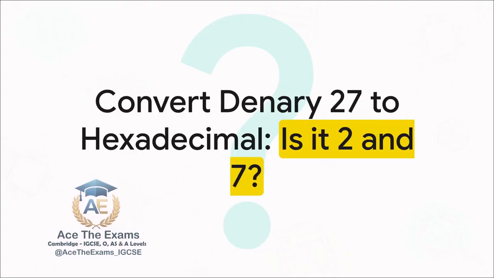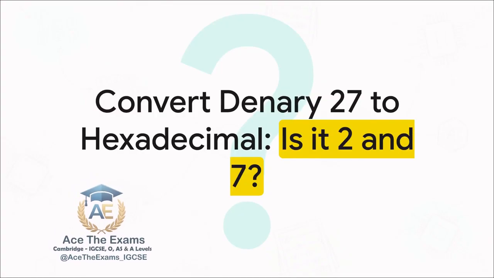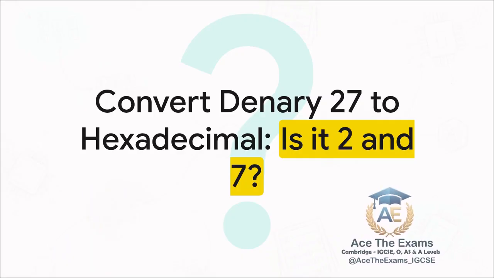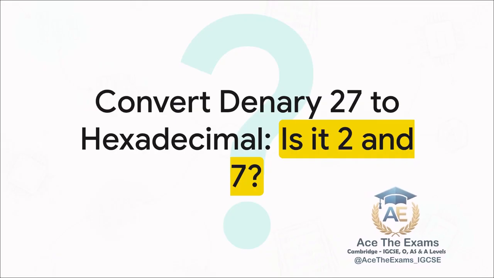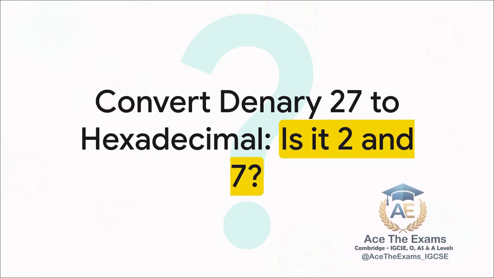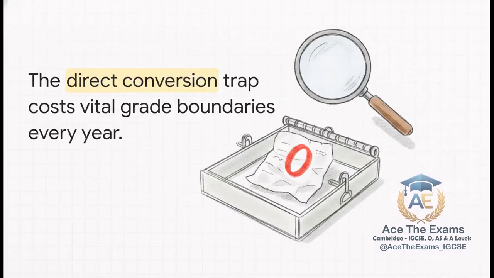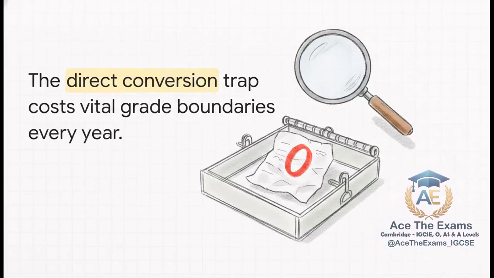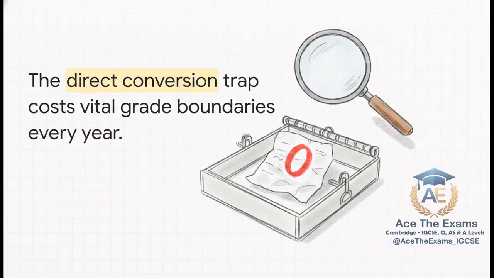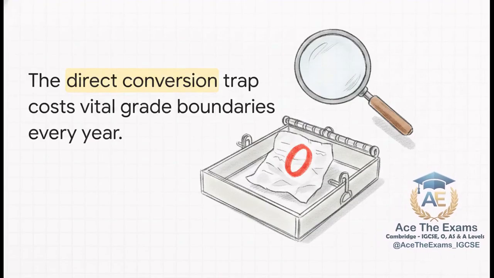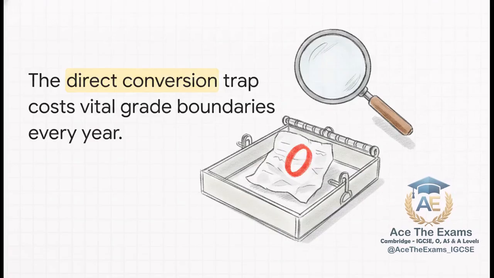Let's look at this classic question. Convert Denary 27 to hexadecimal. You wouldn't believe how many learners just instantly write down a 2 and a 7. I mean, honestly, it kind of feels logical, doesn't it? Just map the numbers straight across, easy. Except it gets you exactly 0 marks. 0. Ouch. Falling for this direct conversion trap literally costs students vital grade boundaries every single year.